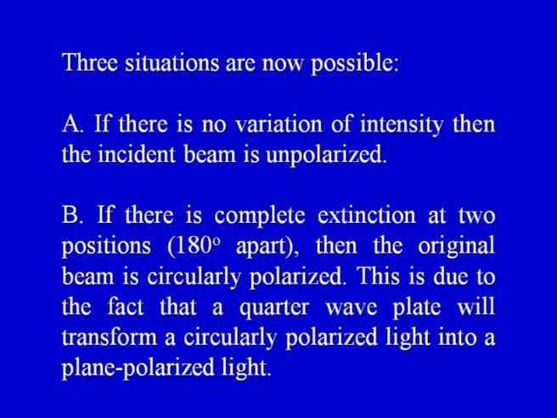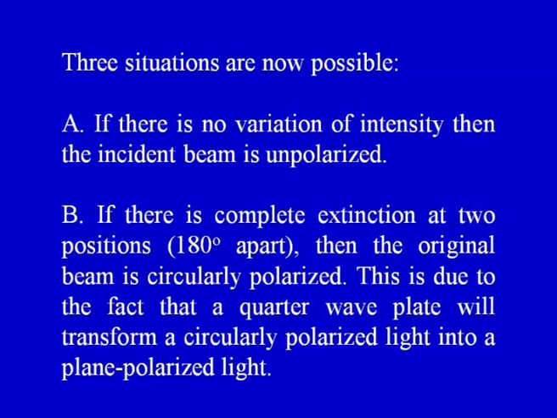A, now there is no variation of intensity. This means the incident beam is unpolarized. The reason is a quarter wave plate does essentially nothing to an unpolarized beam. It was showing no variation when the analyzer is rotated. Even after passage through a quarter wave plate, the same situation will prevail. There will be no variation in intensity. So, that shows that the incident beam is unpolarized.